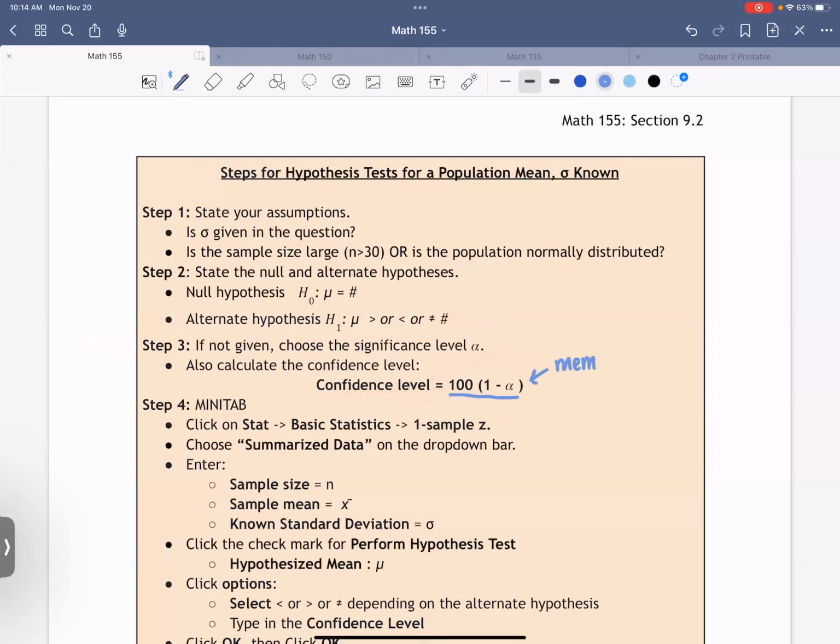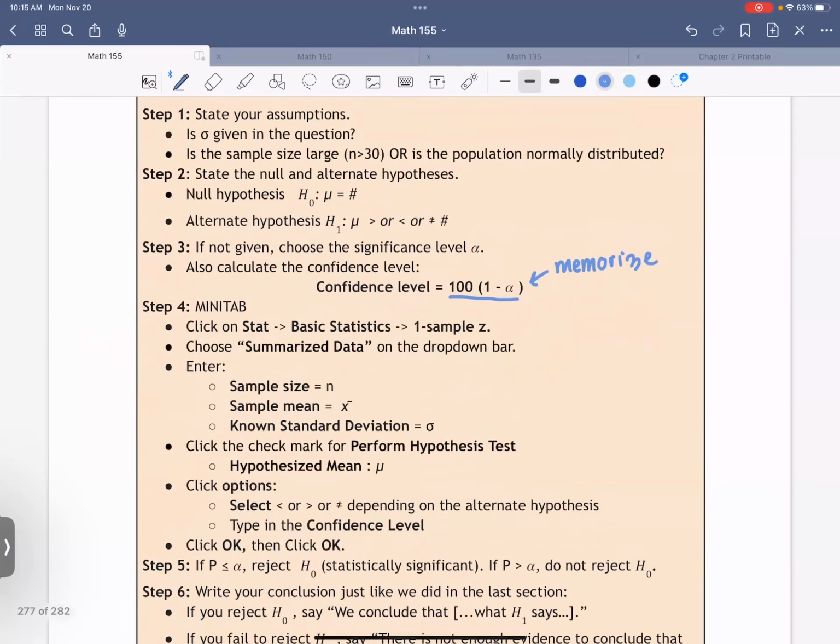So memorize this, okay? You basically take alpha, subtract it from 1, and multiply it by 100. This is the confidence level. It's really not big to memorize it now because we're going to be using that formula in pretty much every single section after this. So don't really worry about it now. You'll memorize it by the end of the class.